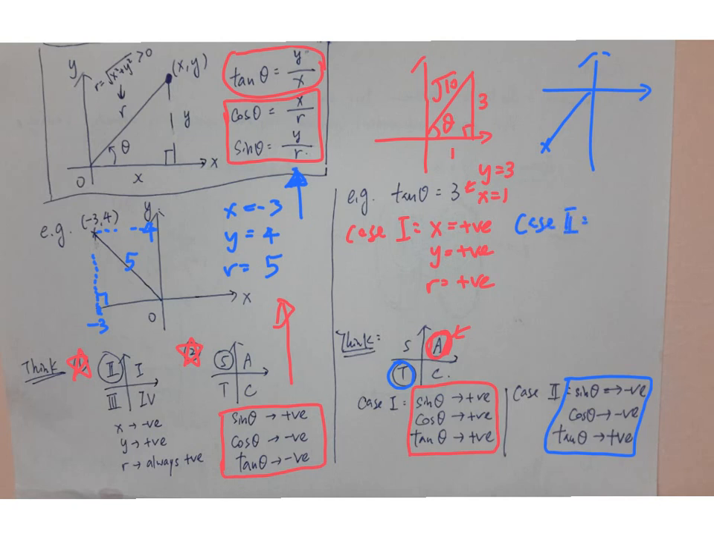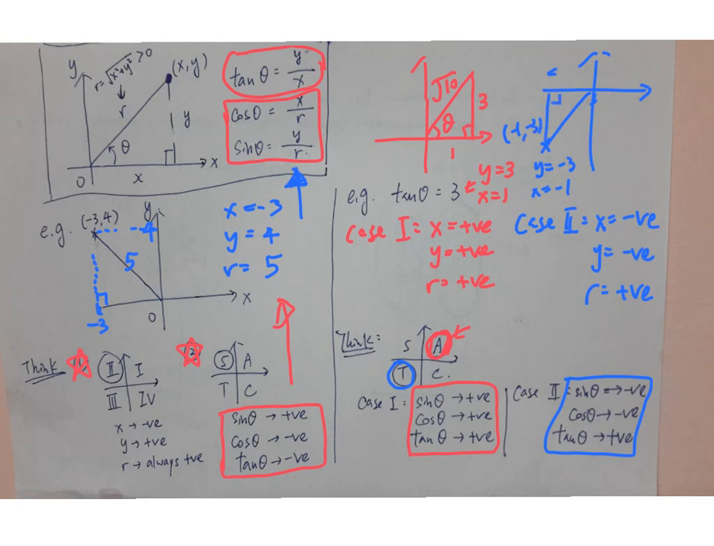Okay, the characteristic would be x is negative, y is negative. Okay, left bottom, so this side is negative, and the bottom is also negative. So x negative, y negative. R will be always positive. So in this case, y equals negative 3, x equals negative 1. Negative 3 divided by negative 1 gives positive 3. So in this case you will know that this point would be negative 1, negative 3.